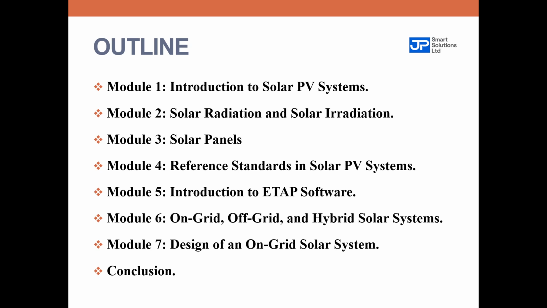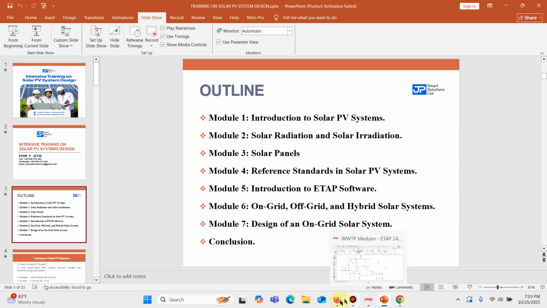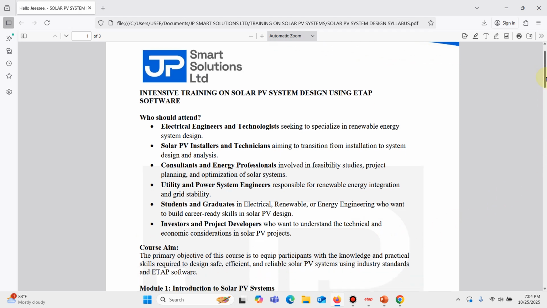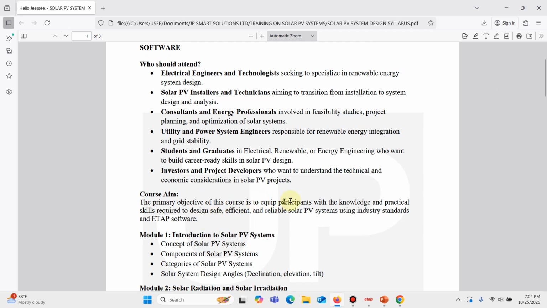So I'm going to give a more detailed outline from our training syllabus. All right, so we have the intensive training on solar PV system design using ETAP software. So this part is for who should attend this training. If you are yet to get the syllabus, you can easily reach out to us and we will share the syllabus to you via WhatsApp or your email. So this training has a primary objective of equipping participants with the knowledge and practical skills required to design safe, efficient, and reliable solar PV systems using industry standards and, of course, ETAP software.